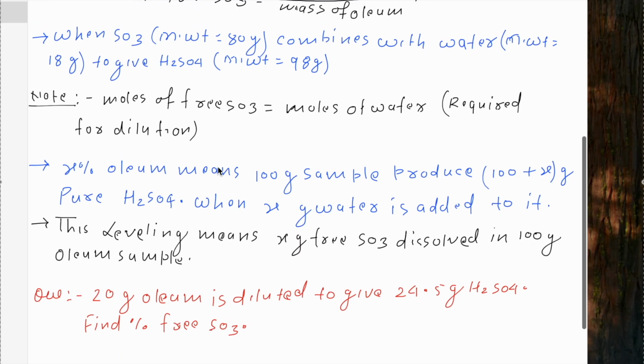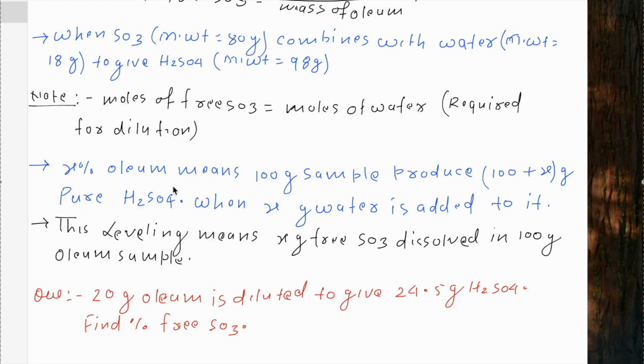One more thing, the number of moles of SO3 is equal to the number of moles of water. When they get mixed together, it gives H2SO4. So यहाँ पे एक तो इस पे डायरेक्ट क्वेश्चन आ सकते हैं और दूसरा क्वेश्चन इस तरह के आते हैं। परसेंटेज ओलियम मीन्स व्हाट?